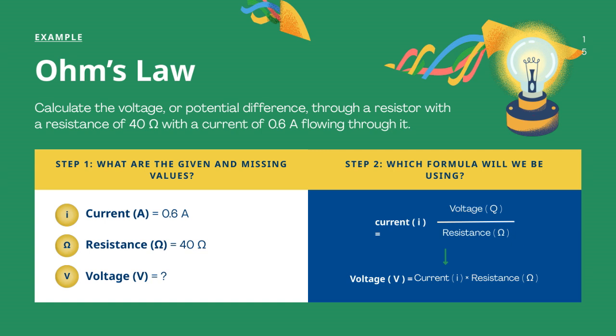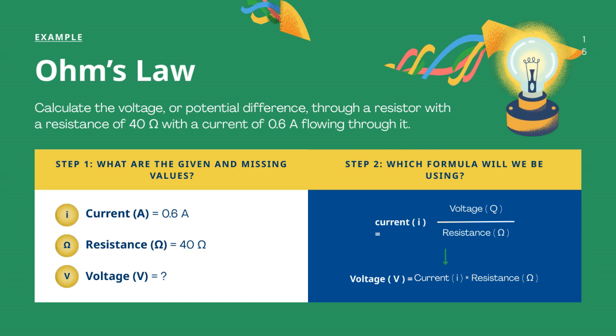Next, there's an example to put this into practice. The key question here is, what is the voltage? We are given the resistance, which is 40 ohms, and the current, which is 0.6 amperes. Our goal is to find the voltage or the potential difference across this resistor. So, step 1, identify what values we have and what we need to find. In this case, we know the resistance and current, but the voltage is missing.